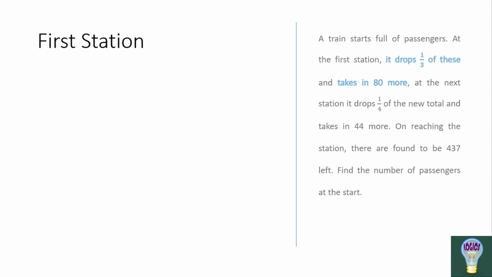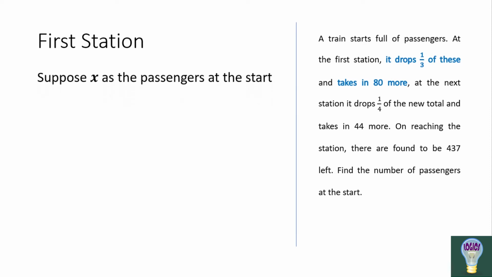Okay, let's solve the problem. We will divide this question into two parts, talking about the first station and then the second station. So, at the first station, it drops 1/3 of the passengers and takes in 80 more. So we begin by supposing X as the passengers at the start.